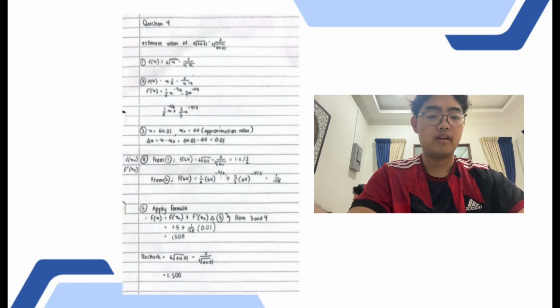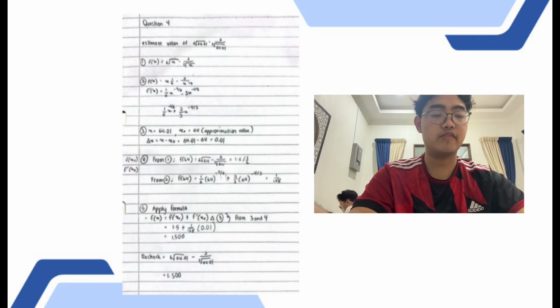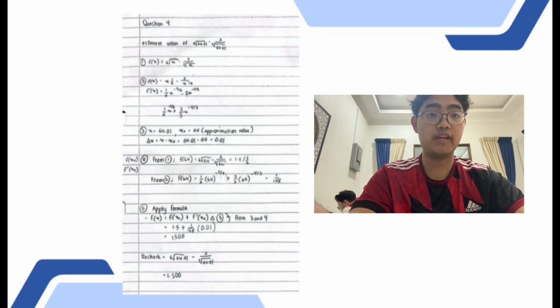So the next step is I take the equation from step 2. Then I substitute 64 into that. So 1 over 6 times 64 power negative 5 over 6 plus 2 over 3 times 64 power negative 4 over 3. And the answer I get is 1 over 128.